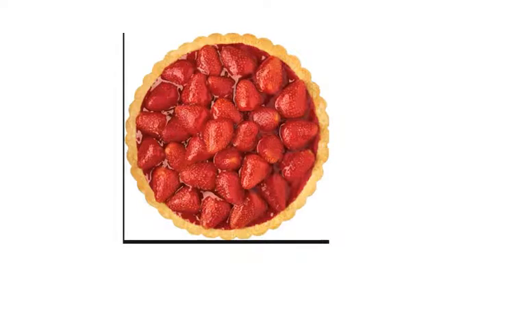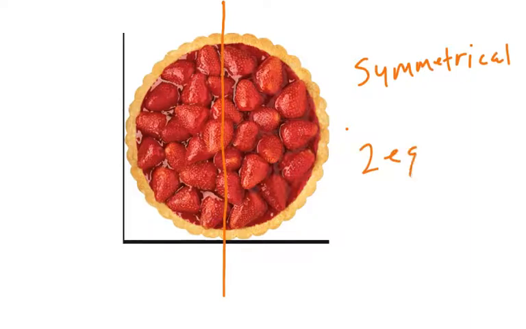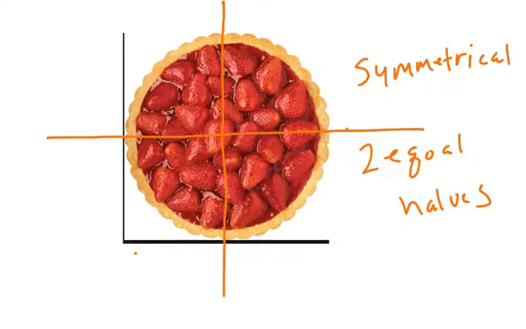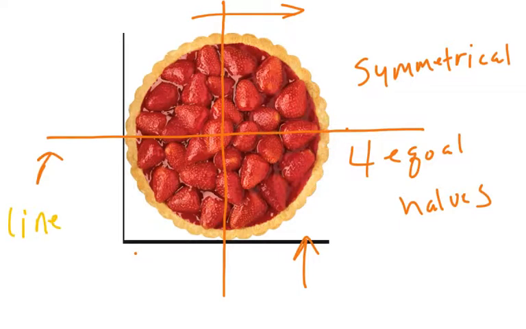So, let's look at this pie. If I split this pie in half, and I can fold this pie on top of itself, we can say that this is symmetrical, because you can make two equal halves. But we can also make another line of symmetry here, and we can fold it this way. So in all, we can have four equal halves, because we can fold it going this way, or we can fold it going across, or we can fold it going up. Either way, this right here is our line of symmetry.